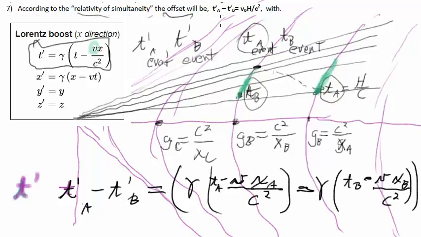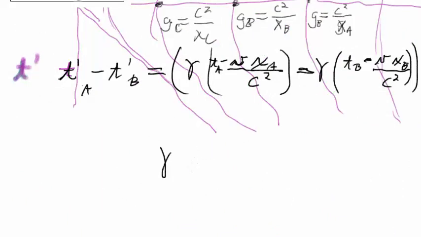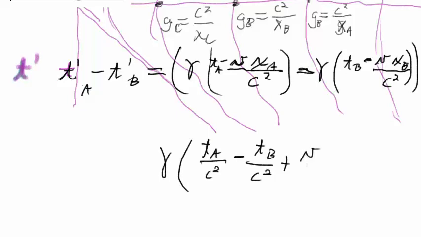Okay, but yeah, would it come out to be v naught h over c squared? That's a relevant question, I guess. Let's simplify as much as we can. Gamma will come out. It'll be t sub a over c squared minus t sub b over c squared. No, plus, yeah, minus, and then plus, and then we'll take this one because this is minus minus v over c squared times x sub b minus x sub a.